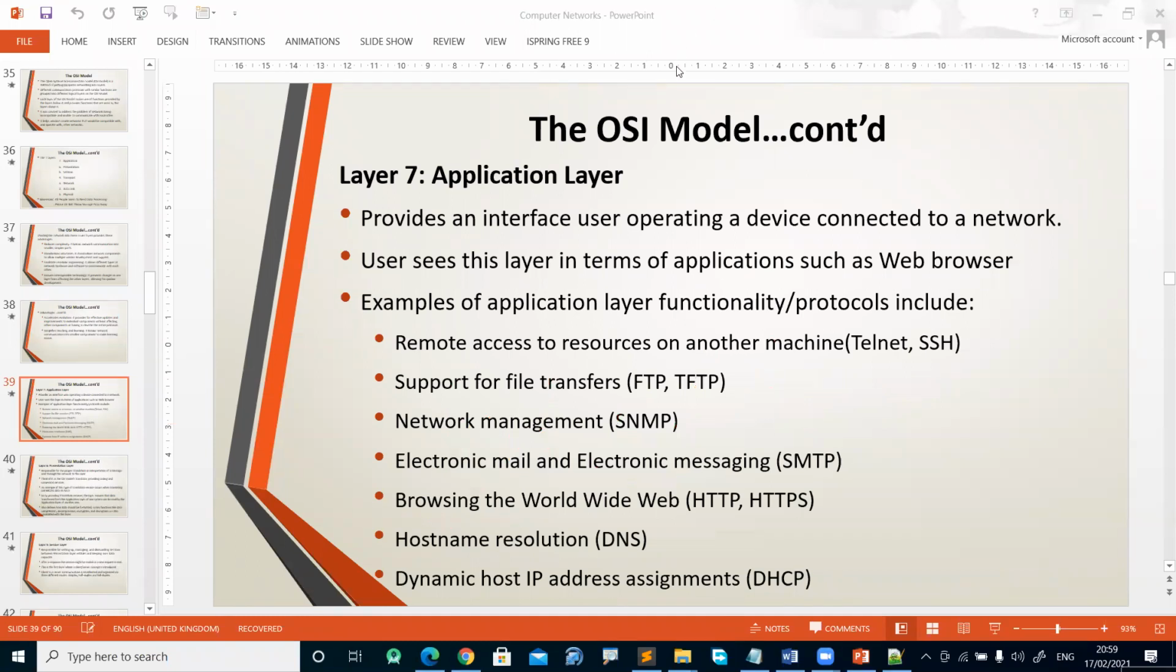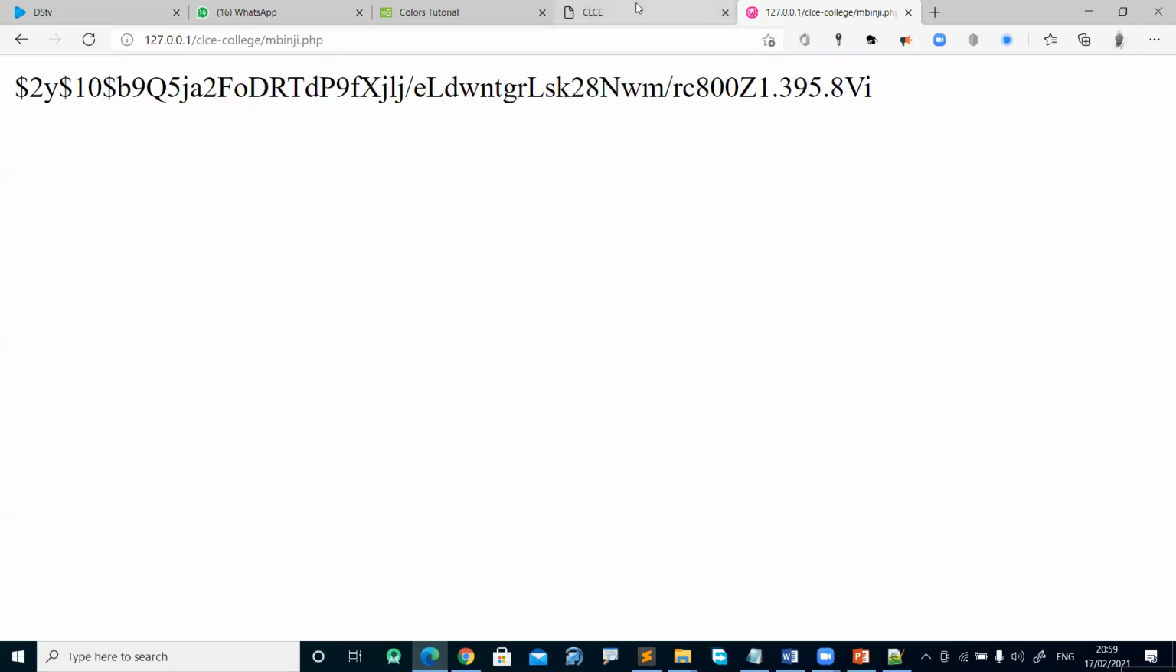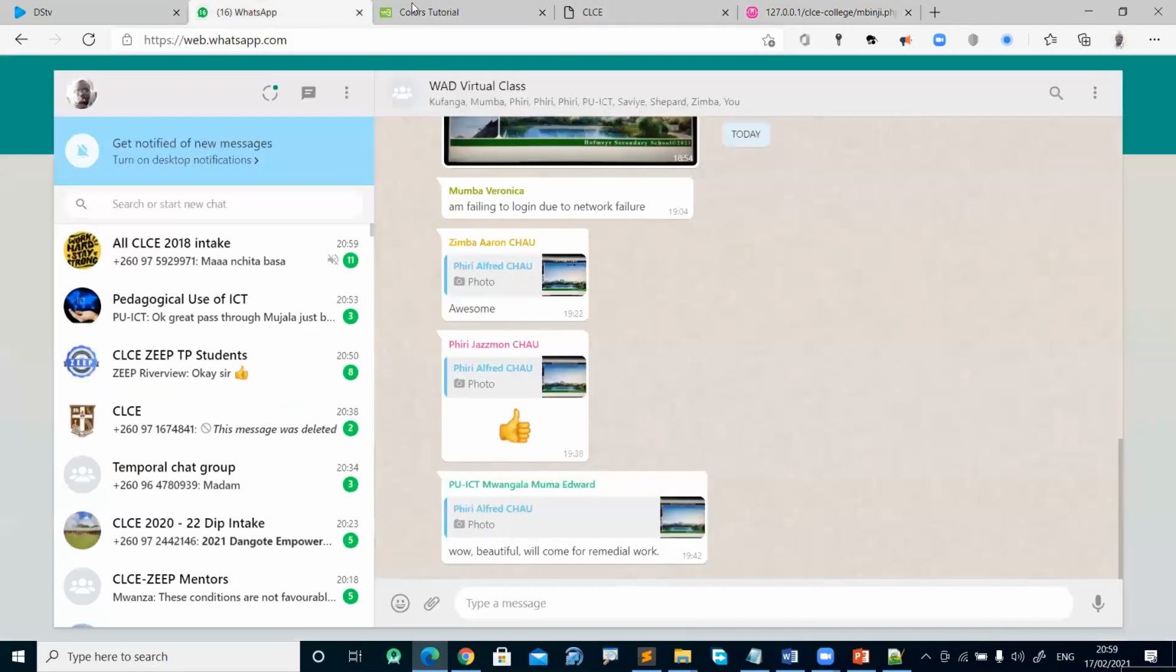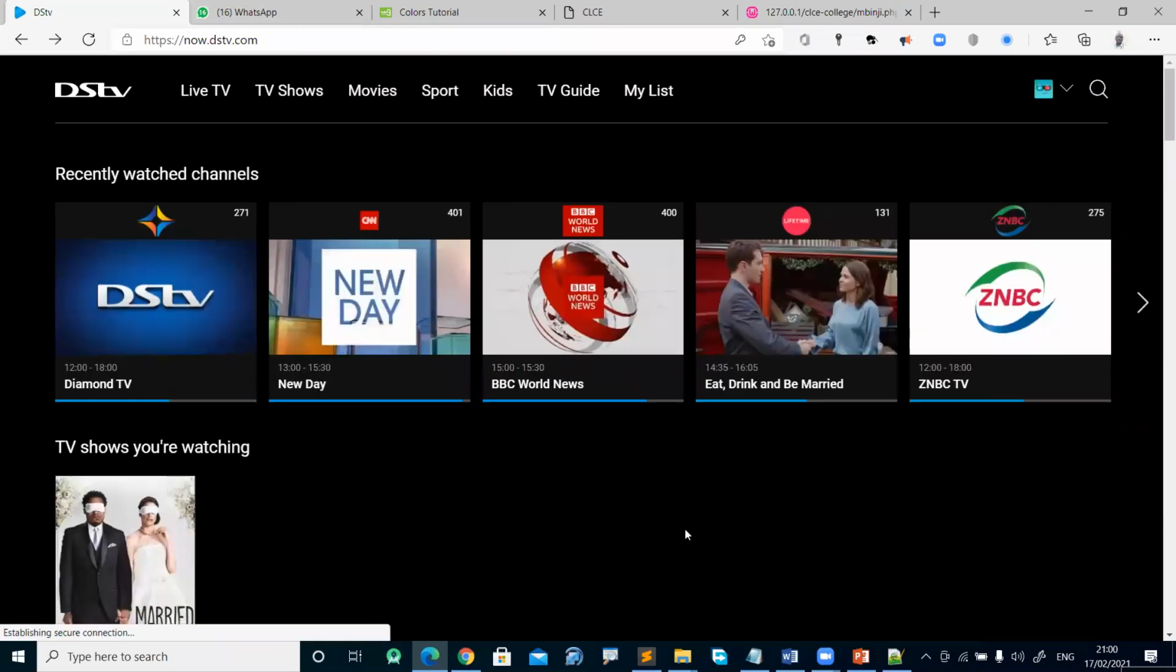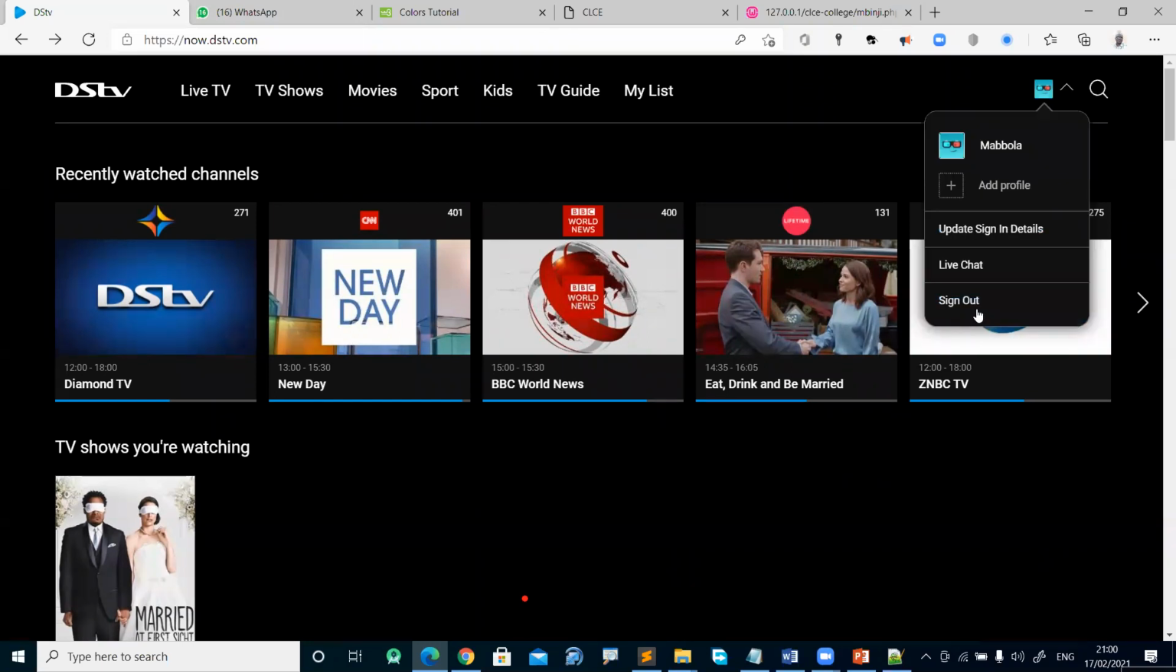So now check on the screen here. This website here. No, not this one, sorry, not this one. Which one? Okay. Now, if you check, this is my DSTV account, which I watch DSTV on my phone. Check what protocol it is using. What protocol is it using? HTTPS. Why? Because I have to log in. So my password must be secure. No one should see it. My username must be secure as it moves from this computer as it connects to DSTV in South Africa. It should be secure.